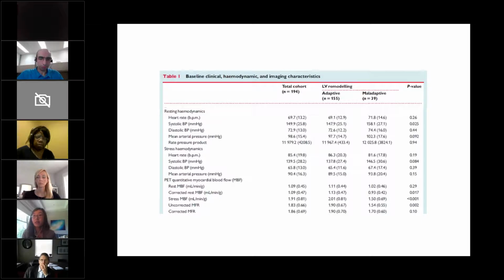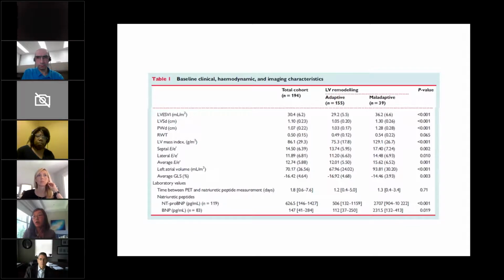If you look at the hemodynamics acquired at the time of PET perfusion imaging, what we'll see is that the baseline resting hemodynamics are similar between the two groups, with the exception of higher systolic blood pressure in the maladaptive group. The stress hemodynamics are similar between the two groups. If we then look at the PET quantitative myocardial blood flow data, we see that the patients with maladaptive remodeling had a lower corrected resting myocardial blood flow, so corrected for the rate pressure product at rest. The maladaptive group also had lower stress flows and lower myocardial flow reserve.